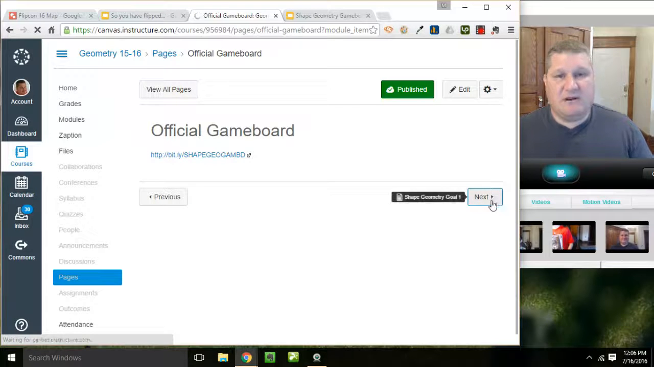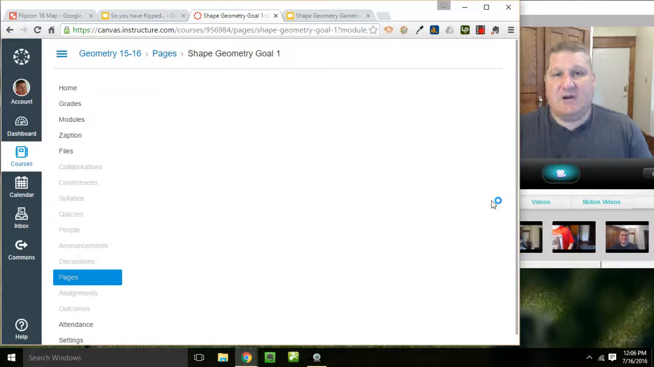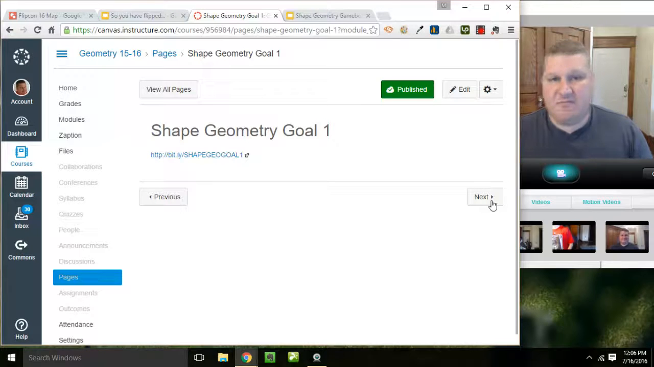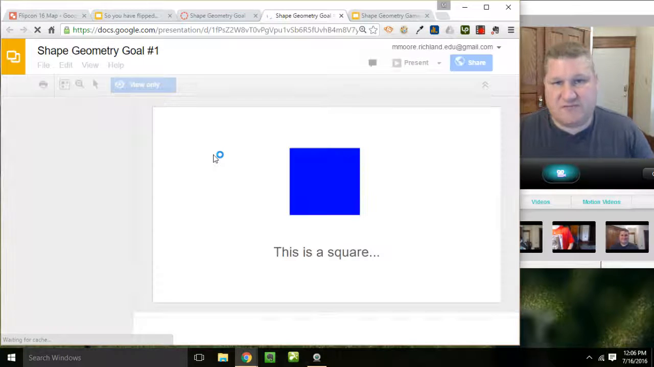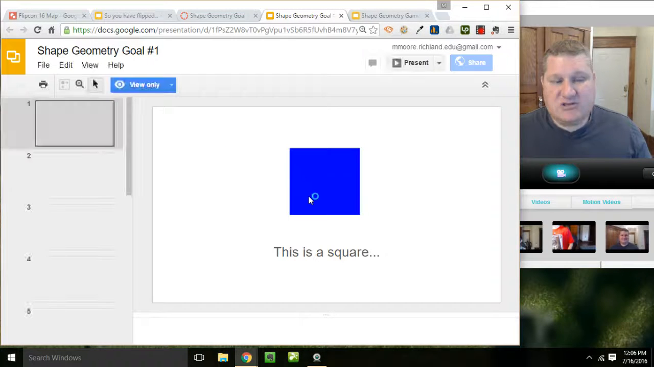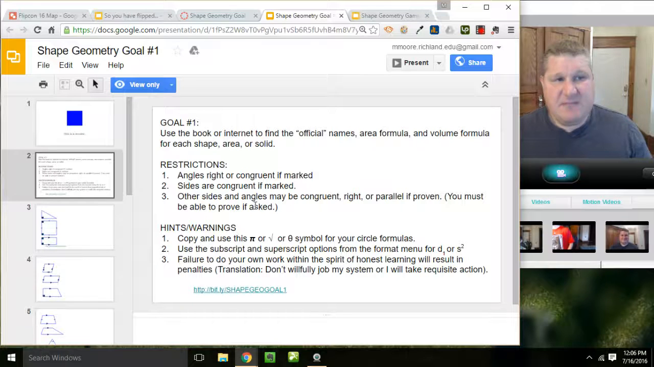But what we really want to get into is, I don't want to be the one providing them all the formulas or all the information. So I set it up in sets of goals. The first goal was for students to go in, and for every particular shape, find the official name and the official formula for volume and area for any solid or two-dimensional figure.